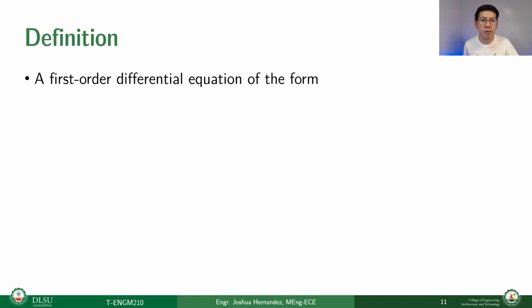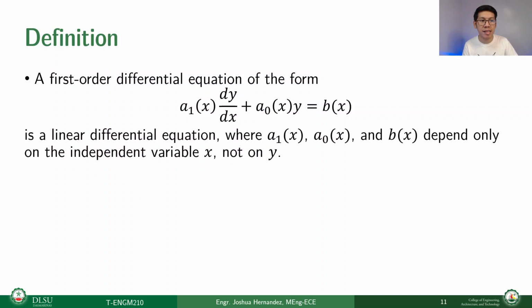A first-order differential equation of the form a sub 1 of x dy over dx plus a sub 0 of x multiplied by y is equal to b of x is a linear differential equation where a sub 1 of x, a sub 0 of x, and b of x depend only on the independent variable x and not on y.